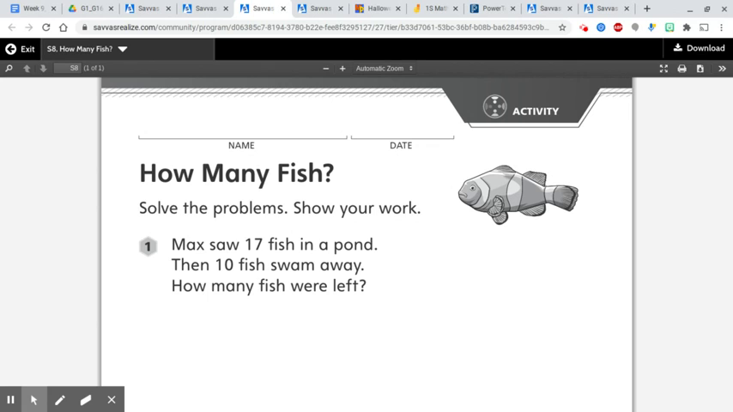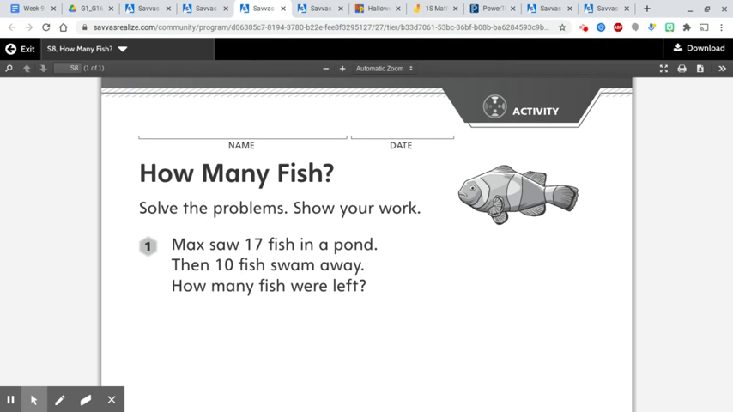So the first thing that you need to do is think about what the story problem is telling us. It says Max saw 17 fish in a pond, so we know we're going to be starting with that 17 fish. So get your cubes and build 17. And then it says 10 fish swam away. So think, are we adding them or are we going to count back? That's right, we need to count back. So take 10 of those cubes away.